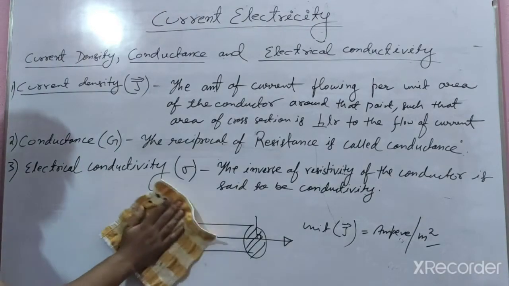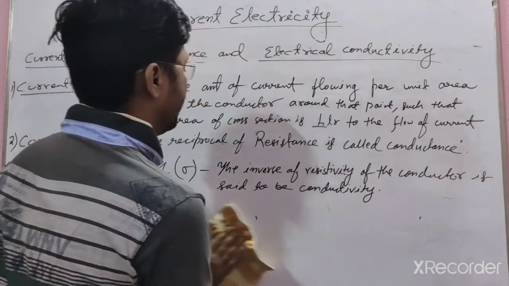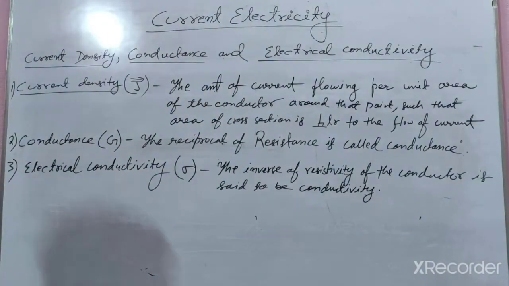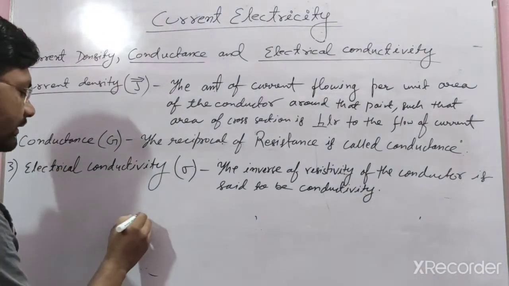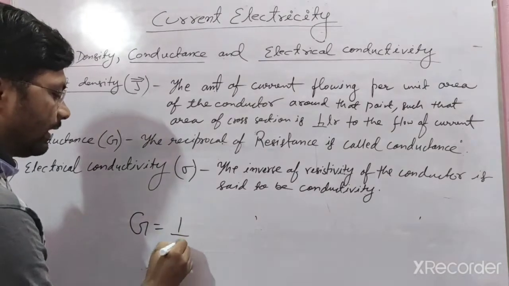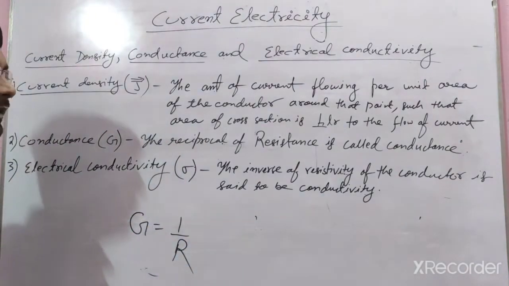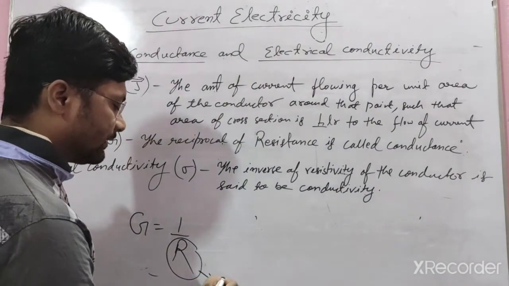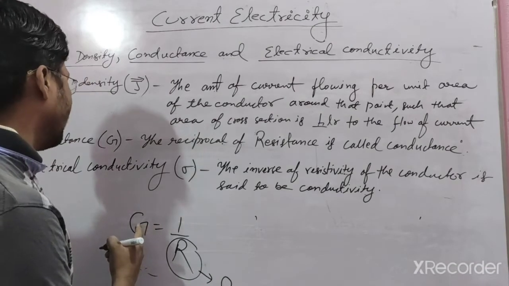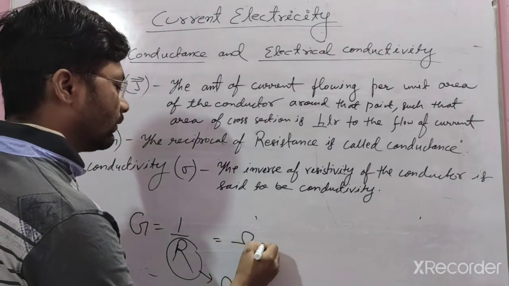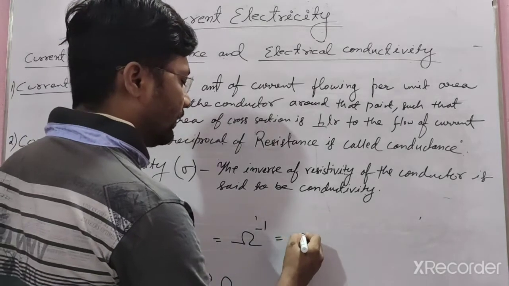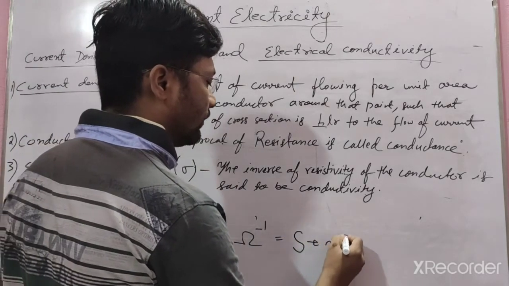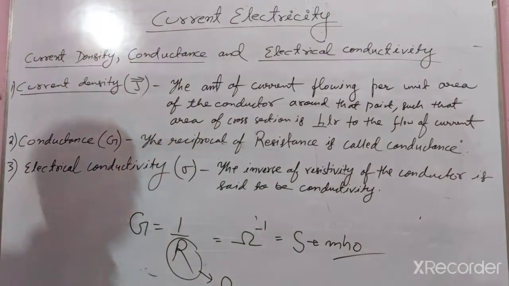Now the next topic is conductance. The reciprocal of resistance is called conductance. This is represented as G, so G equals 1 by R. We know that the standard unit of resistance is ohm. Therefore, the standard unit of conductance is ohm inverse, which is called siemens, S, also read as mho. The standard unit of conductance is mho.